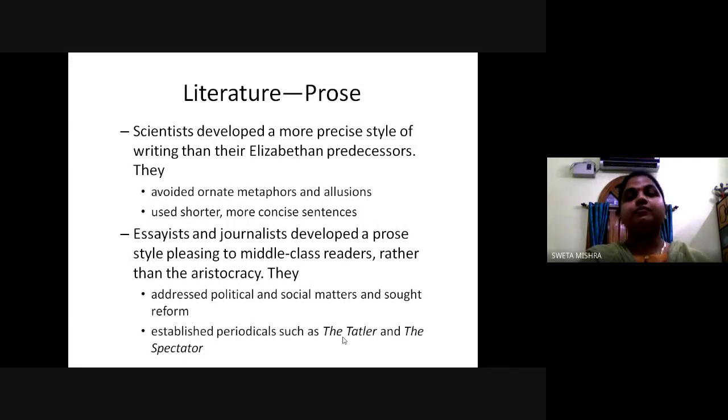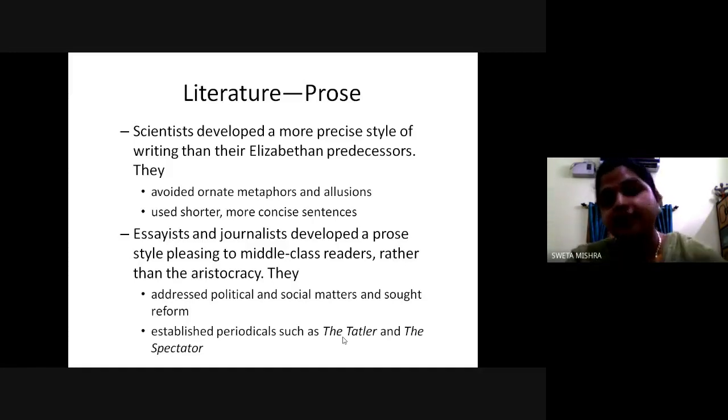Okay. Apart from drama, you will find that the genre that gained importance was prose. Now, scientists developed a more precise style of writing than what the Elizabethan predecessors had written. So what was the more precise style of writing? They avoided metaphors and allusions, which you will find a very predominant style in the Elizabethan age. The way they wrote had a lot of metaphors and allusions. But during this period, they avoided using a lot of ornate metaphors and allusions.